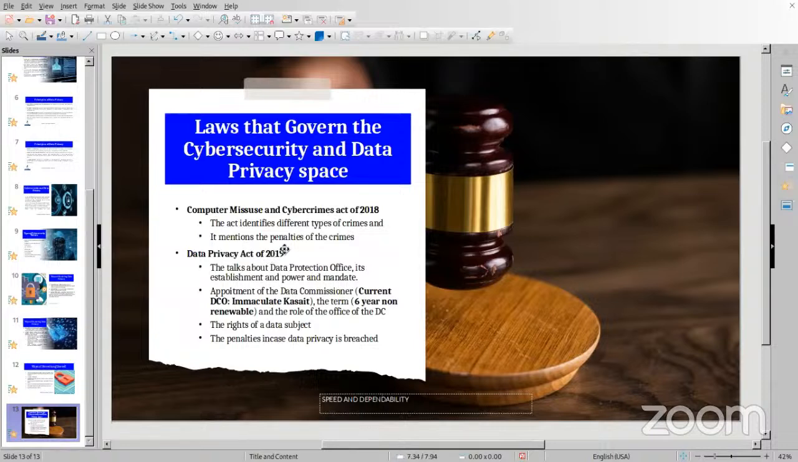The Data Protection Act of 2019 talks about the Data Protection Office, its establishment, power and mandate. The current Data Commissioner, Immaculate Kassait, is serving a 6-year term that is non-renewable. The Act outlines such roles, and the role of the Data Commissioner. It also covers the rights of a data subject, for whoever was asking how to go about deletion of data, and penalties in case data privacy is breached. You can think of the recent case of Casavera Lounge. I think they were fined around 1.8 million because they violated this Act.